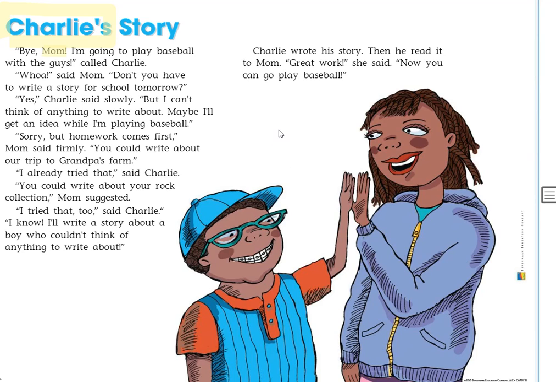So our plot starts at the beginning with Charlie wanting to go play baseball. Mom says, no, you can't go play baseball. You have to do your homework. So then Charlie has to come up with a story. And in the end, Charlie comes up with a good idea about writing about how he doesn't have anything to write about. Now Mom says, you can go play baseball. All that is the plot. The very beginning, middle, and end. The problem and how it is solved.